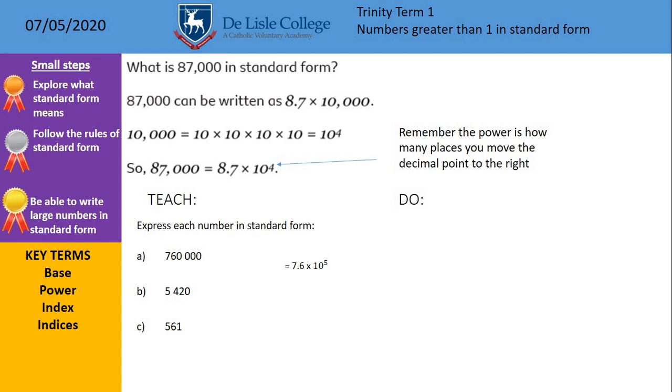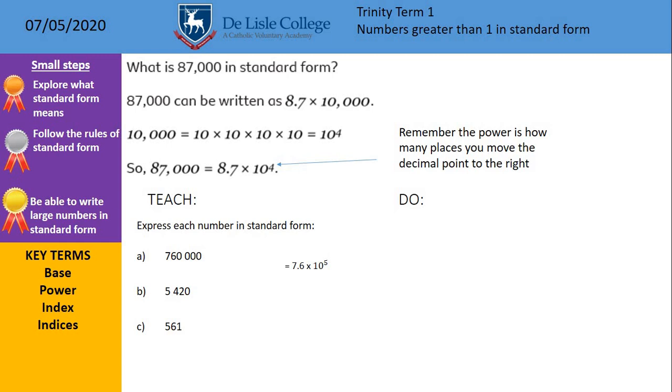Okay. So for the first one, we will have moved that 5 places. It is the equivalent of doing 7.6 times by 100,000. Okay, 100,000 lots of 7.6 times 10 to the power of 5, that would then become.